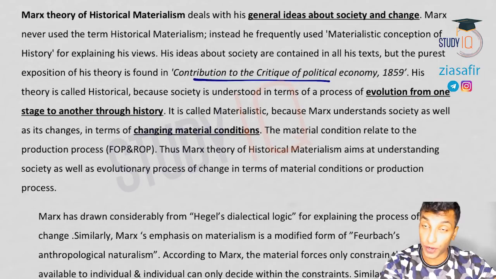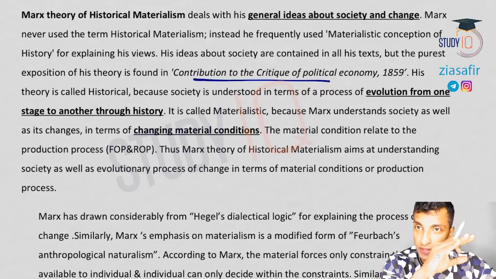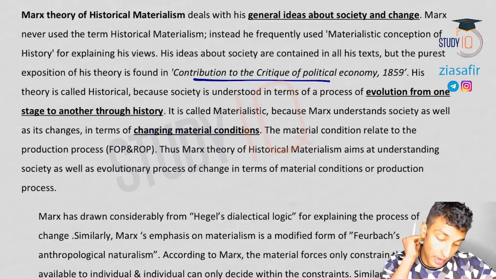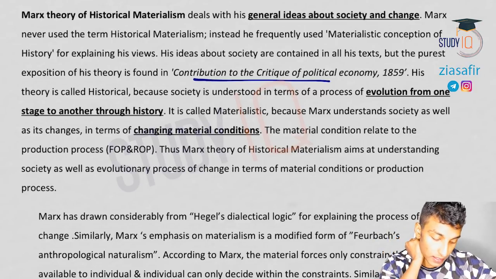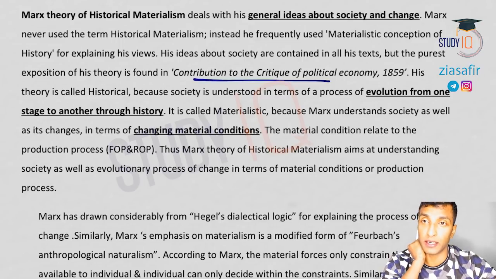His theory is called historical because society is understood in terms of a process of evolution from one stage to another. We have seen that, right? Ancient to feudal to capitalism to socialism to communism. It is called materialistic because Marx understood society as well as the changes in terms of change in material condition. So for Marx, everything is because of change in material condition.